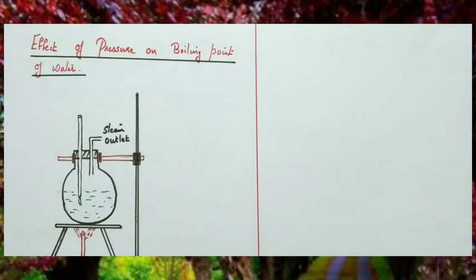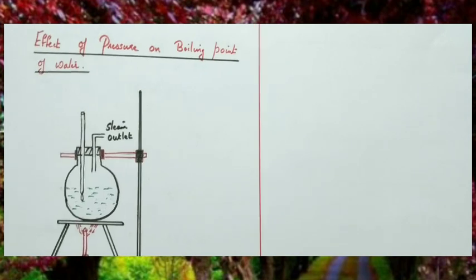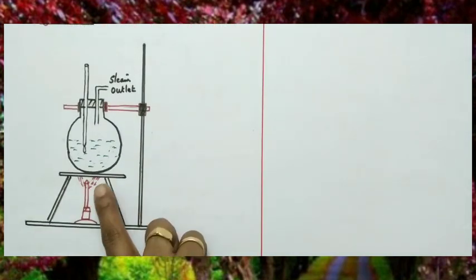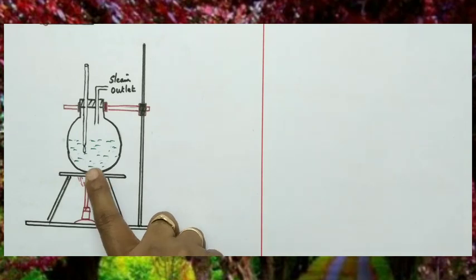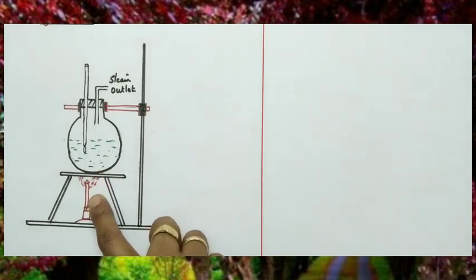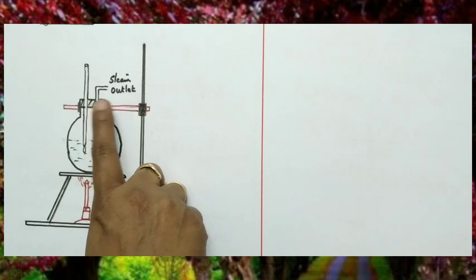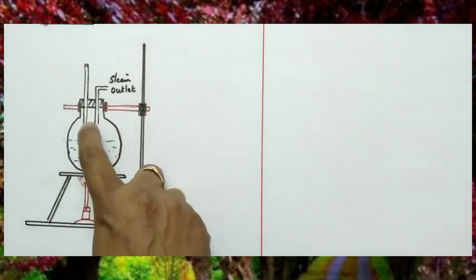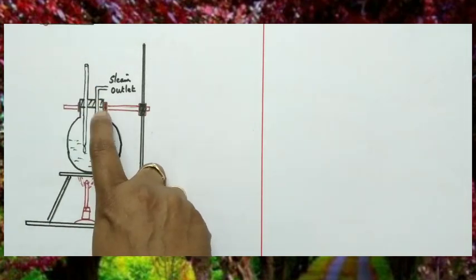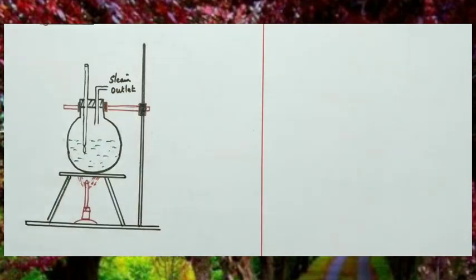Now we are going to study the effect of pressure on the boiling point of water. What happens to the boiling point of water when pressure increases? For this, consider a round bottom flask. Take a round bottom flask, place it over a burner, then close it using a 2-holed cork. Through one hole a thermometer is placed and through the other an arrangement of steam outlet is placed.